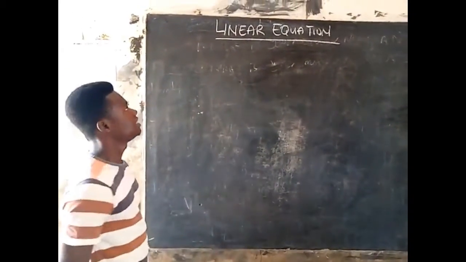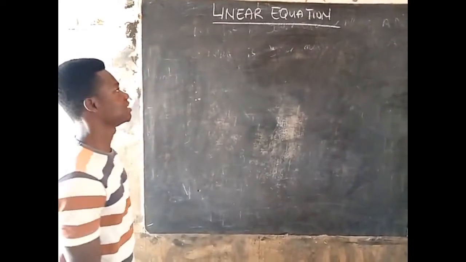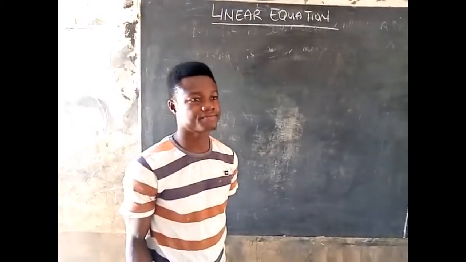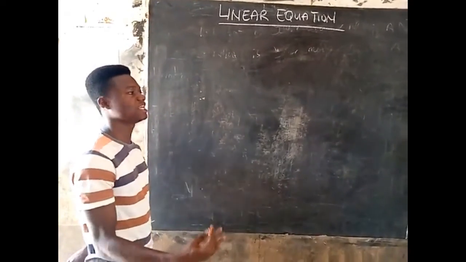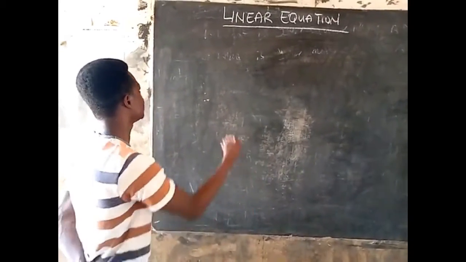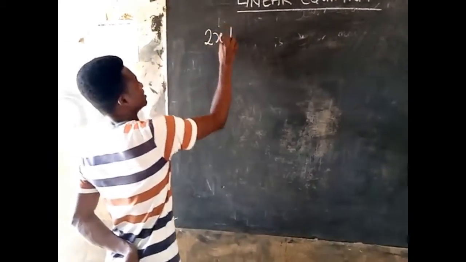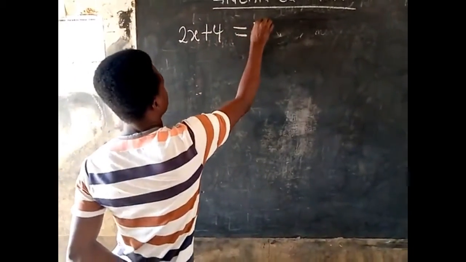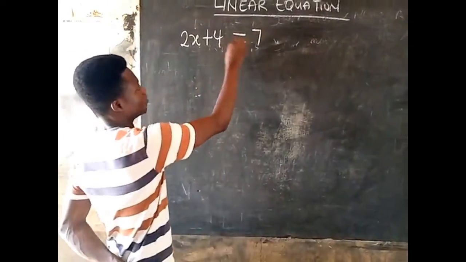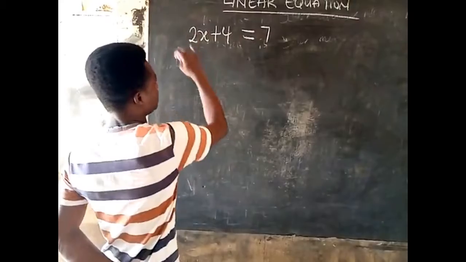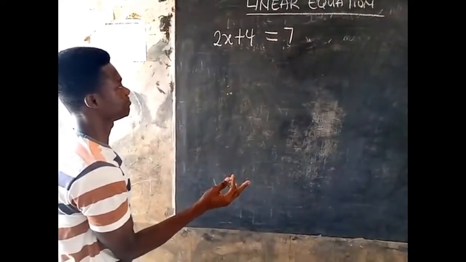A linear equation is a mathematical statement involving an equal sign. Whenever you see any mathematical statement involving an equal sign, it is an equation. Let's take an example: 2x plus 4 is equal to 7. This is an example of a linear equation because of the equal sign. It is a mathematical statement involving an equal sign, so we call this an equation.